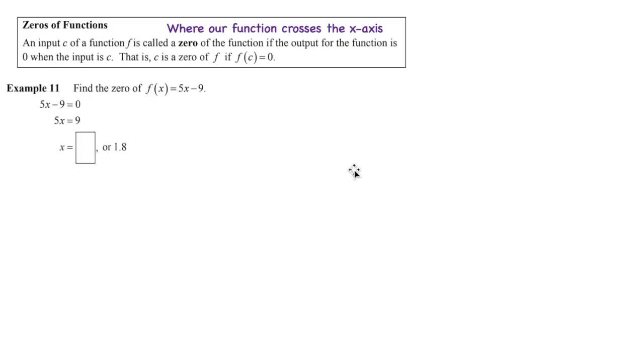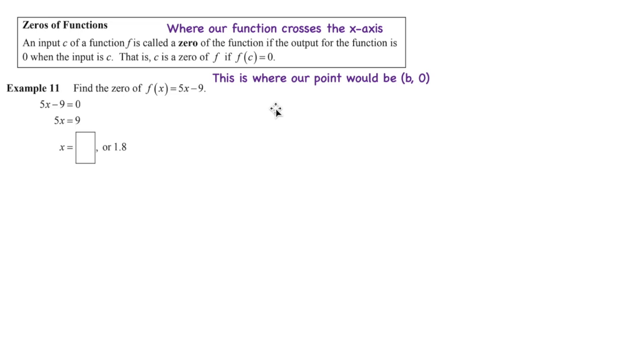Zeros of functions. We want to know where our function crosses the x-axis, and this will be important when we begin talking about polynomials. We know that when something crosses the x-axis, our point would be a number and 0. So the y value would be 0. That means if I want to find the zeros, I want to set my equation equal to 0 because I want to know where y is equal to 0.